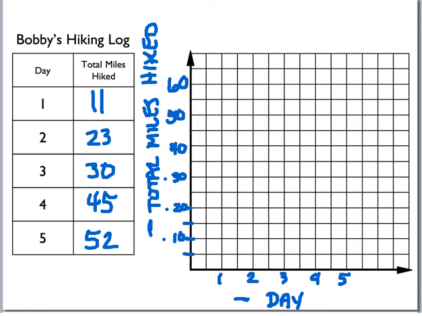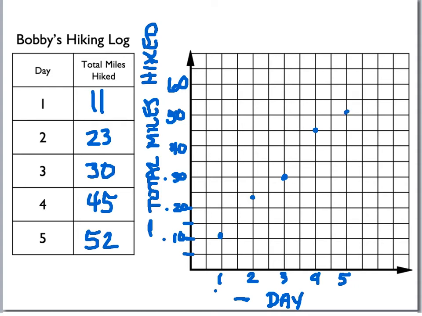Day 1, that would be right here, 11 miles. So that should go about a point right there. Day 2 was 23. So where's that going to go? How about right here? Okay, day 3 was 30. That's easy. That's right on one of those crosshairs. Day 4, another easy one, 45. Make sure I get this right. And then day 5 was 52. So that would be right here. Alright, so there's our data there.